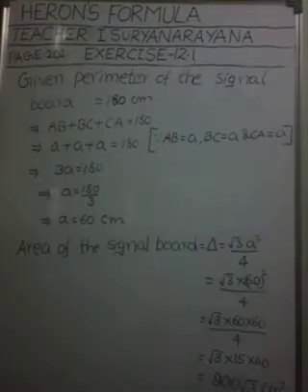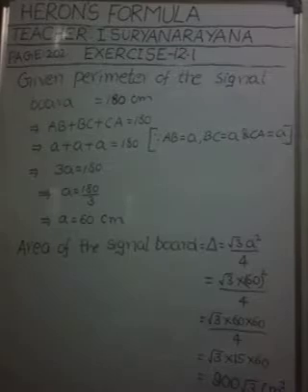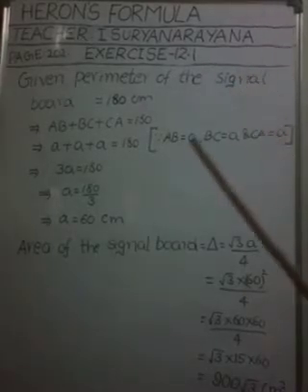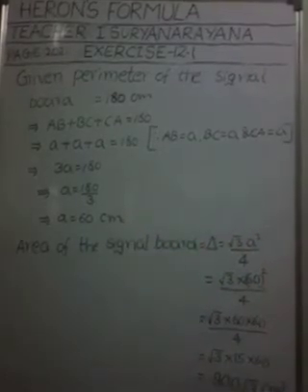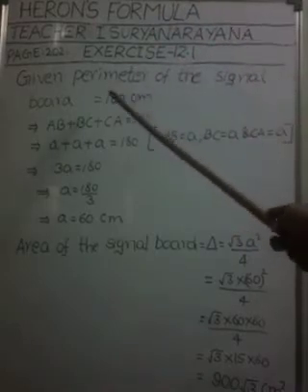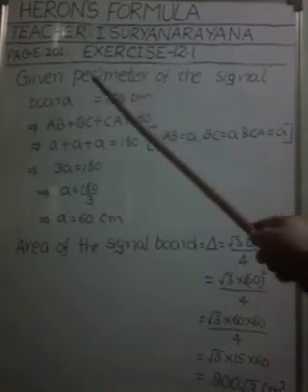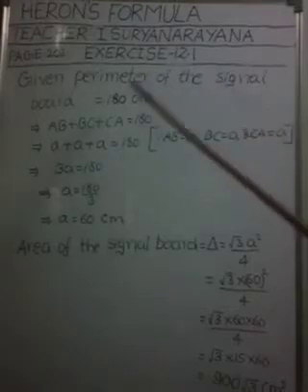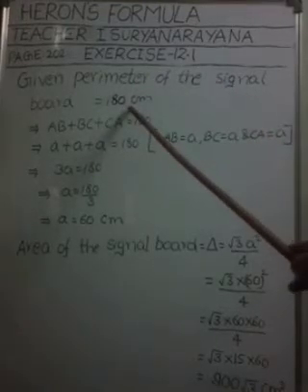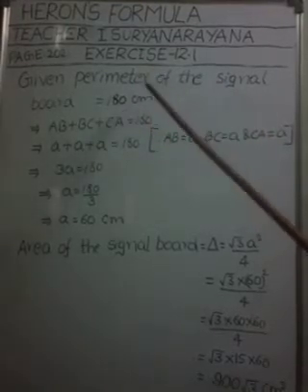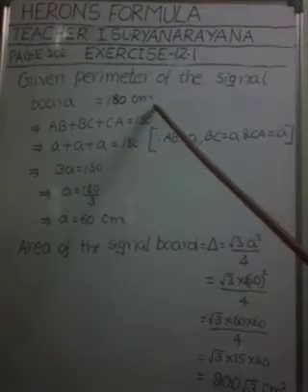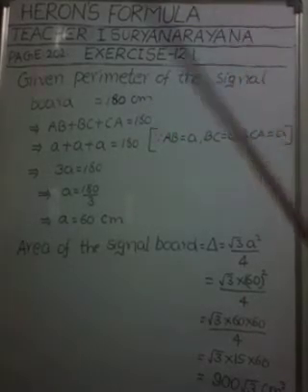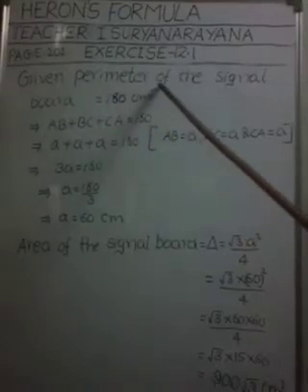Now come to the second part of the question. What is the second part of the question? If the perimeter of the signal board is 180 centimeters, then what is the area of the signal board? So we are writing the given data here. What is given? The perimeter of the signal board is equal to 180 centimeters. From the given data, we wrote this step. Understood, my children?